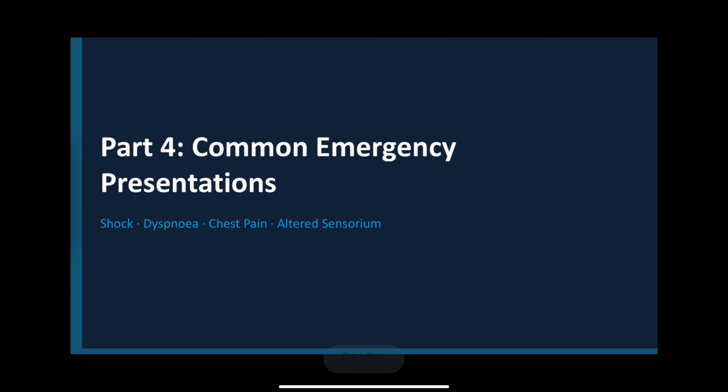Section 4 is common emergency presentations. So far, we have discussed how to approach a patient. Now let's apply that framework to some of the most common and most dangerous presentations you will encounter in the emergency department. These are the patients that every emergency physician sees almost every shift, like a patient in shock, a patient in acute breathlessness, a patient with chest pain, and a patient with altered sensorium. The key is not memorizing the endless differential diagnosis. The key is recognizing the life threats first.